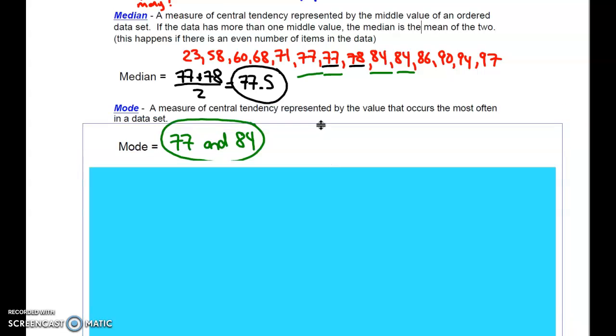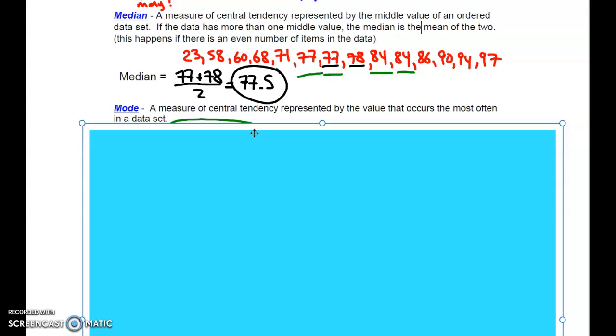Now we have the mode. This is a measure of central tendency represented by the value that occurs the most often in a data set. Looking at your set of numbers, it's helpful to look at the one in order. You need to know which ones are represented there the most often.